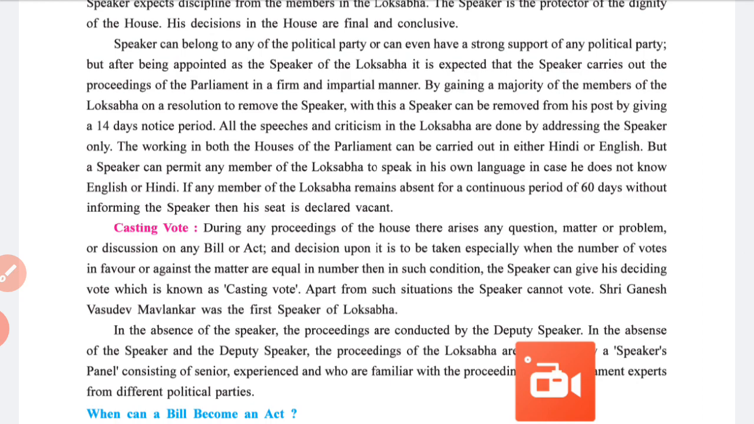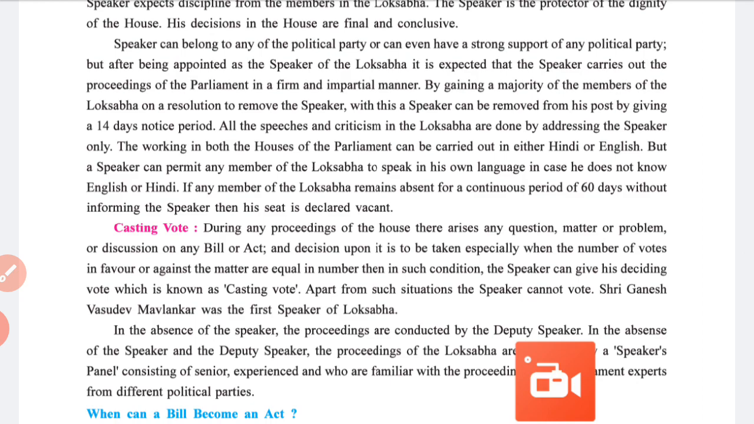All the speeches and criticism in the Lok Sabha are done by addressing the Speaker only. The working in both Houses of Parliament can be carried out in either Hindi or English. Means both languages are allowed in both Houses. But a Speaker can permit any member of Lok Sabha to speak in his own language in case he does not know Hindi or English.